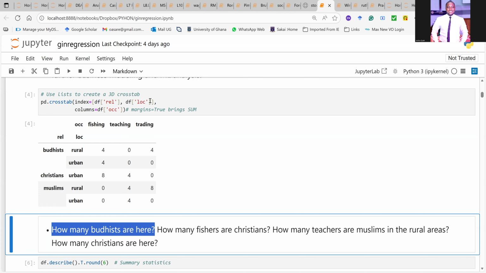The Buddhists are 12. Very good. Then when we have finished everything, someone may say, can you go back and tell us how you got to the Buddhists? How many fishers are Christians?